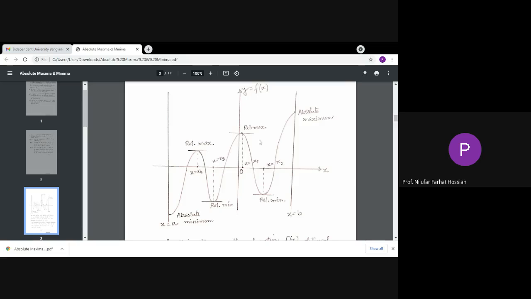Now, you see this figure shows that at this point the function has the maximum value, and at this point the function has the minimum value, because the function value is minimum here and maximum here. So at these two points the function has the absolute maximum and absolute minimum. That means at the left boundary, x equal to a, the function has an absolute minimum, and at the right boundary, x equal to b, the function has an absolute maximum.